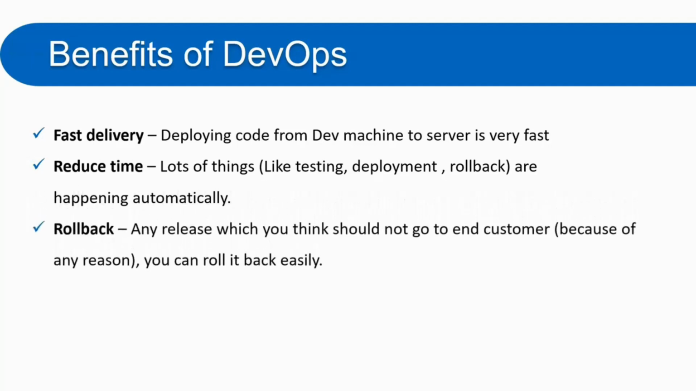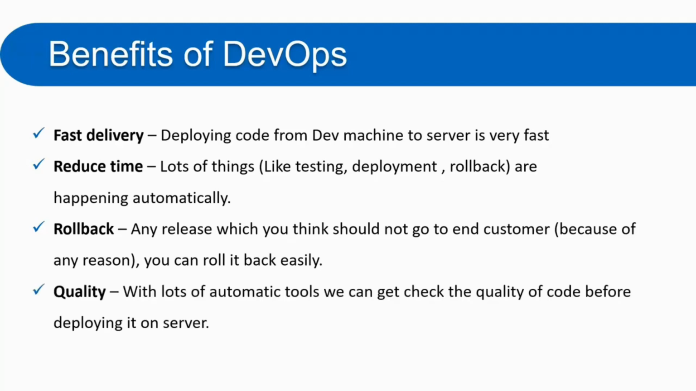The next benefit of DevOps is rollback. Any release which you think should not go to the end customer because of any reason can be rolled back easily using DevOps. So if you push the code and some feature which you don't want to expose to the customer has been exposed, you can simply roll it back very easily. Another scenario is when a wrong feature is checked in and deployed on the server. Still, in this scenario, you can roll back your code very easily.